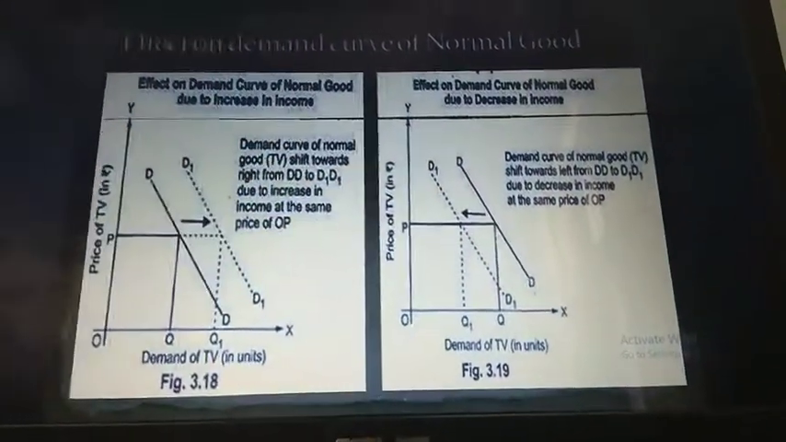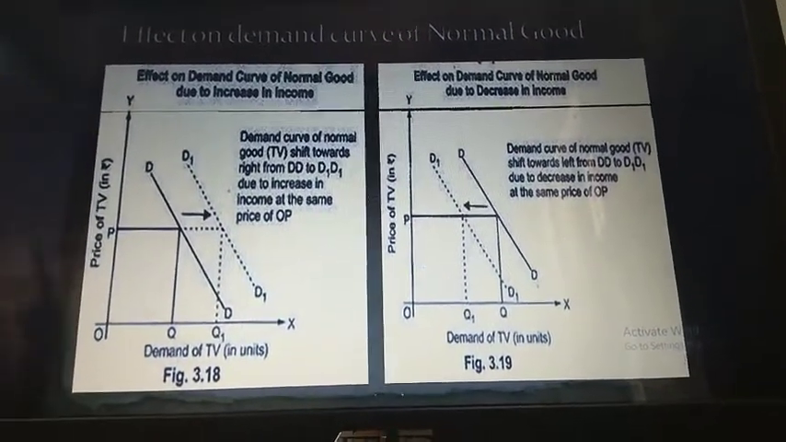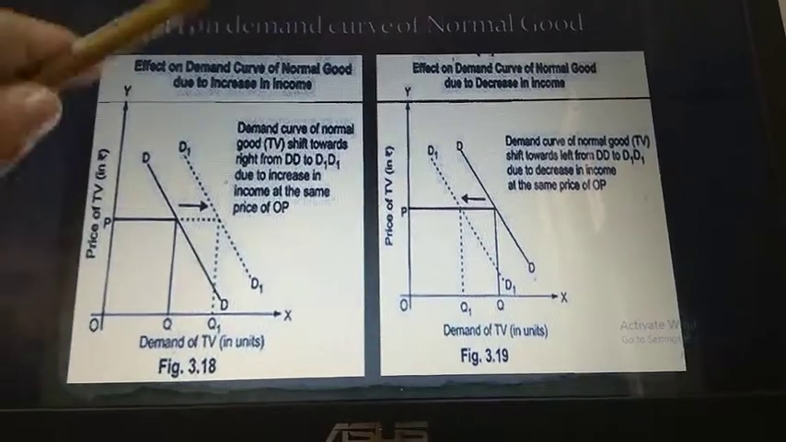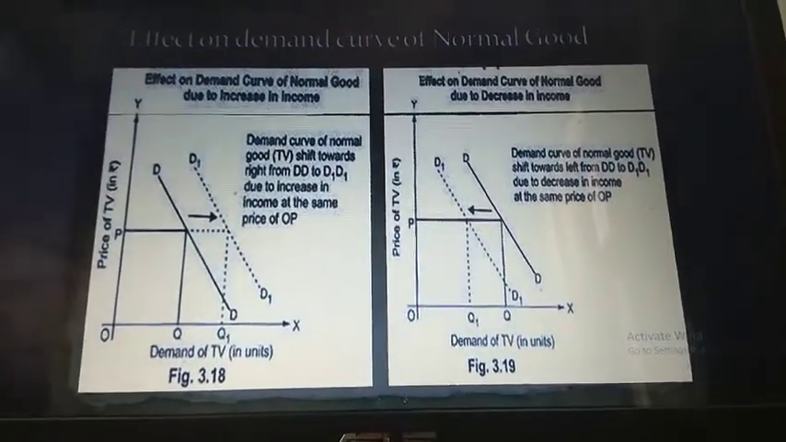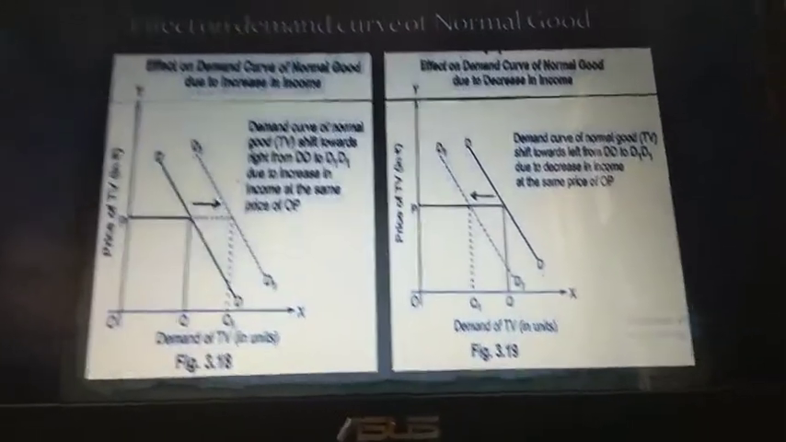Shift in demand curve takes place due to other factors like change in the price of substitute good, change in the price of complementary good, and effect on demand curve due to normal good, and then the inferior good. We are going to continue tomorrow. Thank you so much.